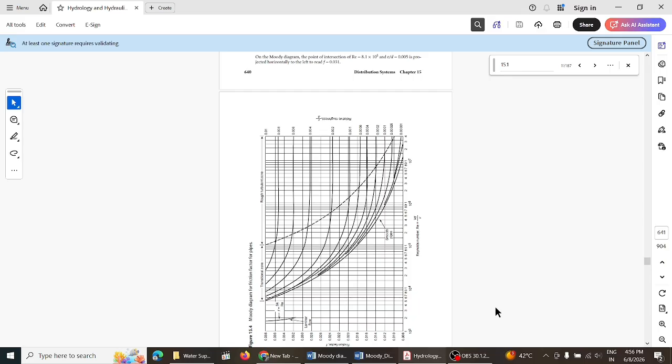Okay, this is all about the Moody chart, or you can say the Moody plot or the Moody diagram, and the relevance of the Reynolds number. I mean the importance of Reynolds number in order to calculate the head loss, pressure loss, and the friction factor.